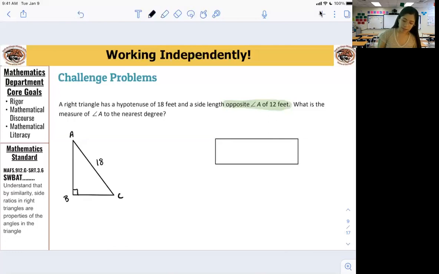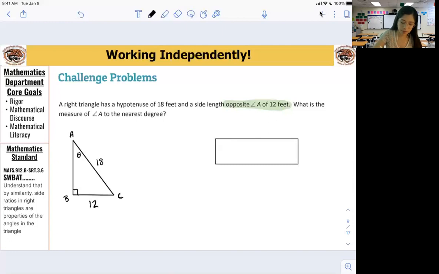Okay. Yes, the side opposite of A is 12 feet. So that's my 12. Now I'm solving for A because I don't know what A measures. So which trig function should I use for theta? Sine, cosine, or tangent? Good, sine.